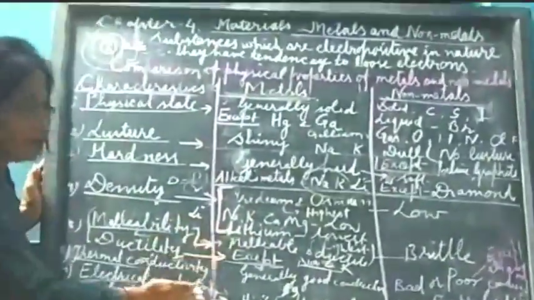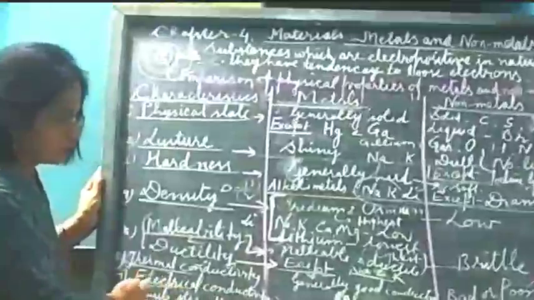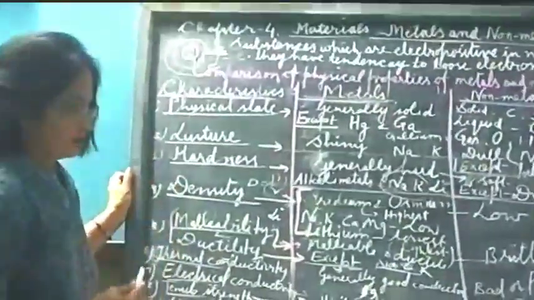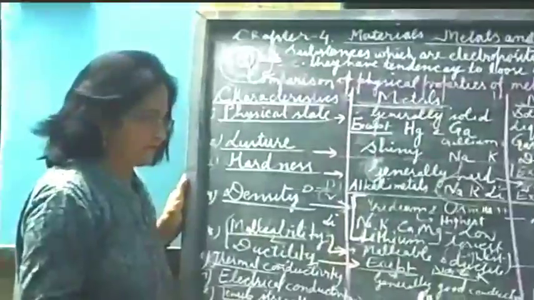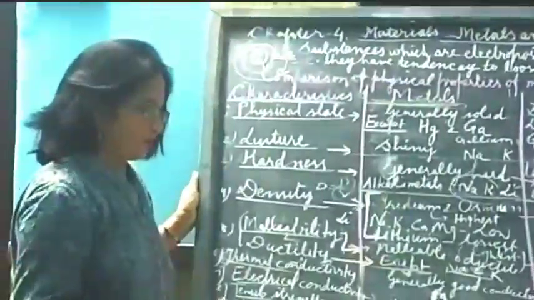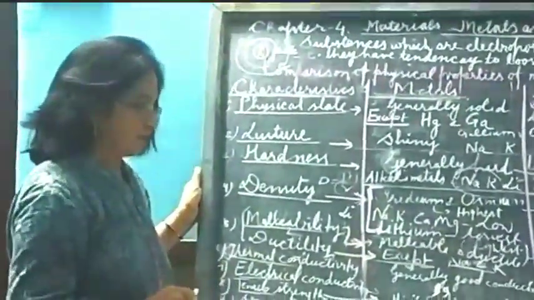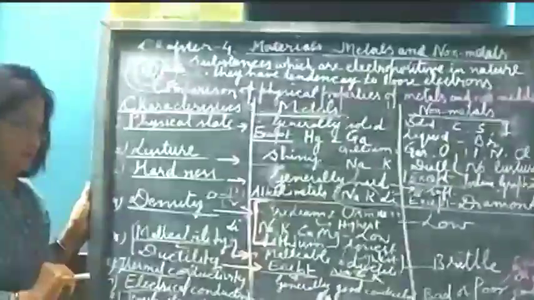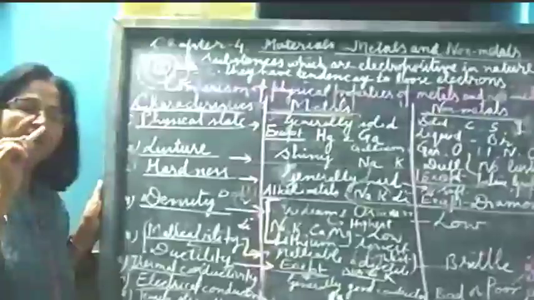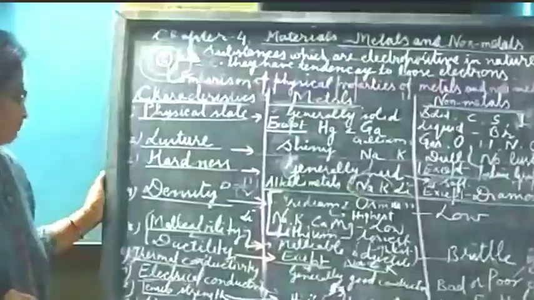But again, some exceptions. Silver, Ag, is the best conductor of heat and electricity. Copper and aluminium are also good conductors. But lead and bismuth are not good conductors. Tungsten is a poor conductor of heat and electricity. Tungsten we use in the electric bulb.